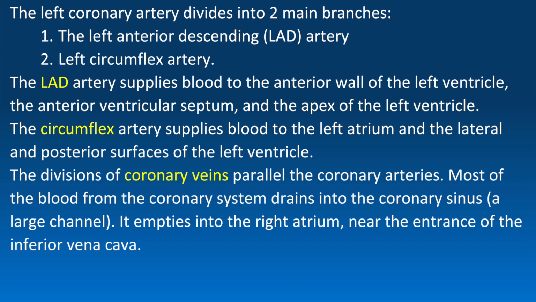The divisions of coronary veins parallel the coronary arteries. Most of the blood from the coronary system drains into the coronary sinus. It empties into the right atrium near the entrance of the inferior vena cava.